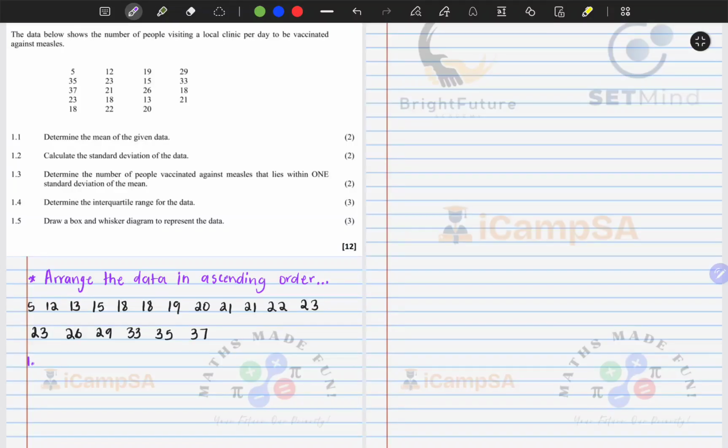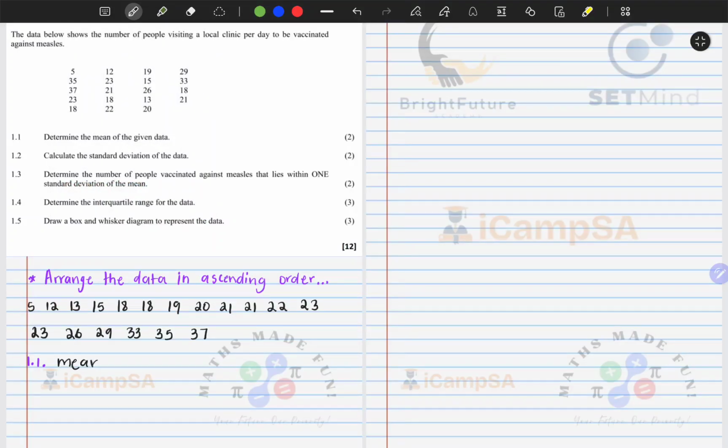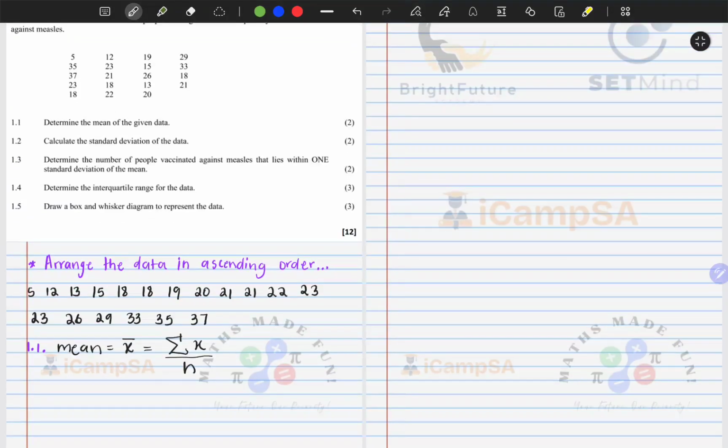So 1.1. We are required to find the mean. And remember that for our statistics at this point, our mean is going to be denoted by x dash, and it will always be the sum of x, which is whatever data we have, divided by n, which is the number of data points.